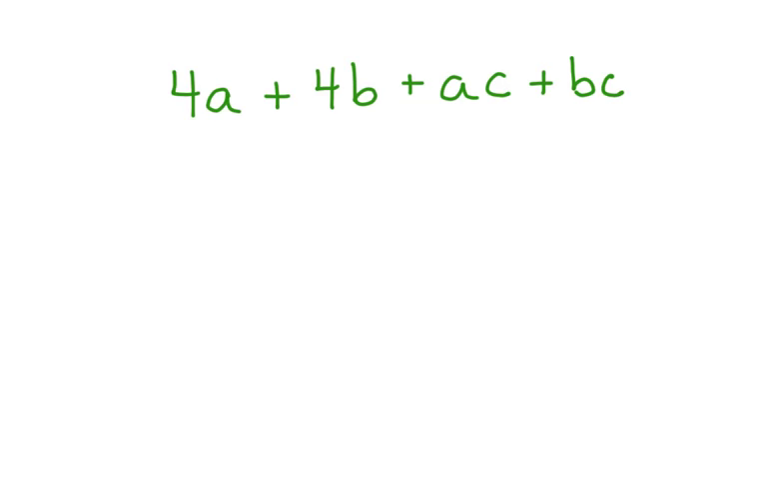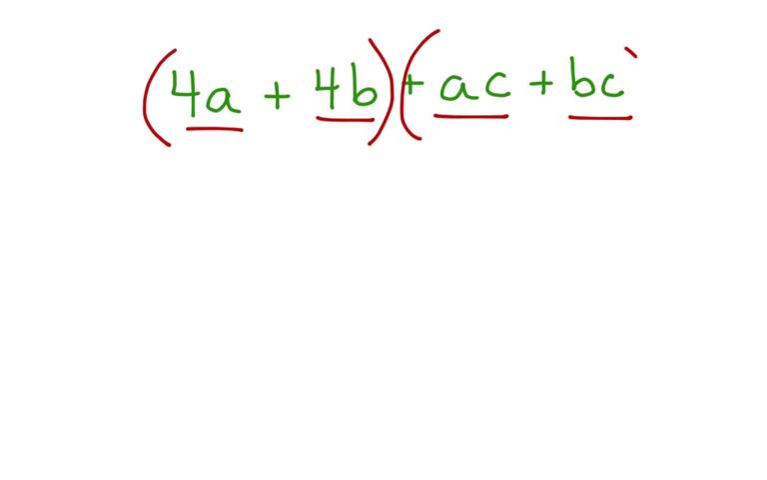Now you may already be noticing that there are 4 terms in this expression. We have 4a, 4b, ac, and bc. In an earlier concept, you factored out greatest common factors from monomials and polynomials. We can use a similar system here, and we're going to group the things that are in common. Let's take a look.